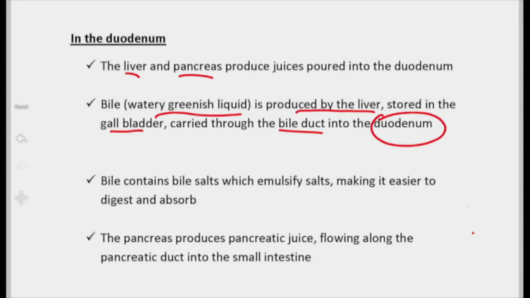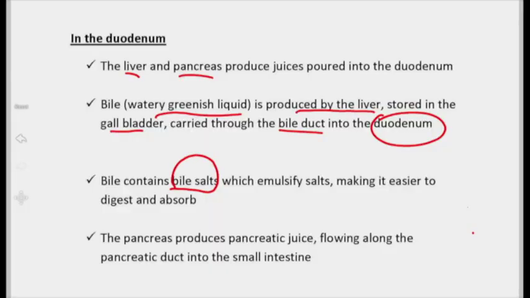It emulsifies fats. In other words, it increases the surface area of fats, creating room for the enzyme lipase to act on the fats, digesting the fats to fatty acids and glycerol. Bile contains bile salts, which emulsify the fats, as we have said. Here is the key word: emulsify. Bile salts emulsify the fats, making it easier to digest and absorb. Bile emulsifies the fats, making it easier for the digestion process to proceed.